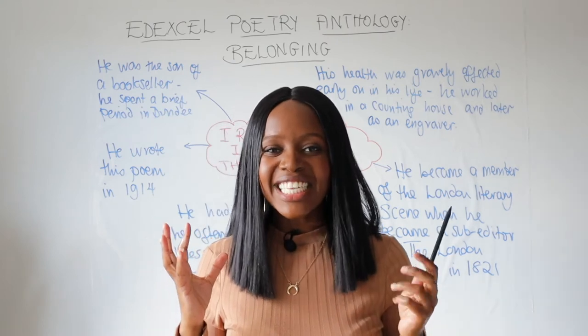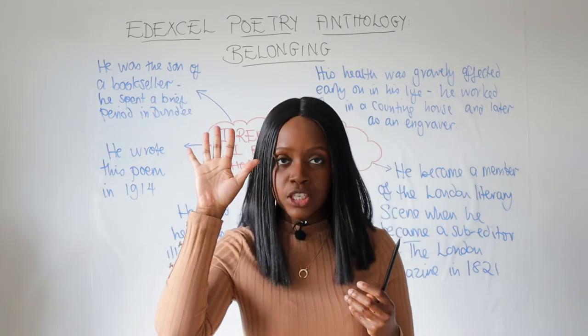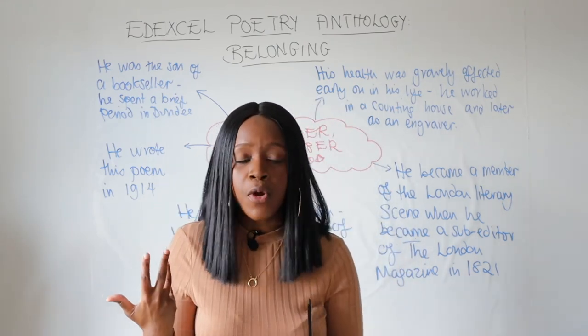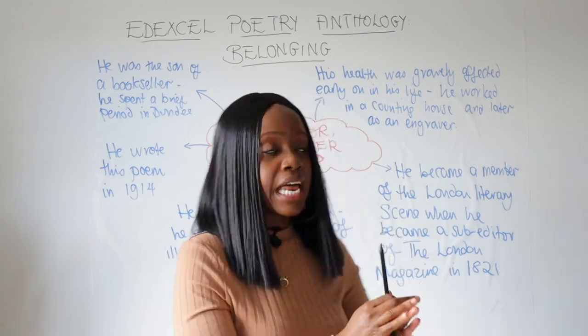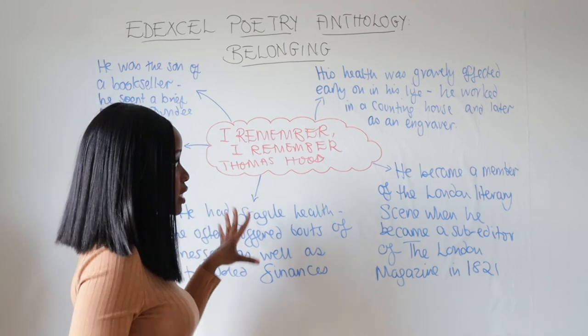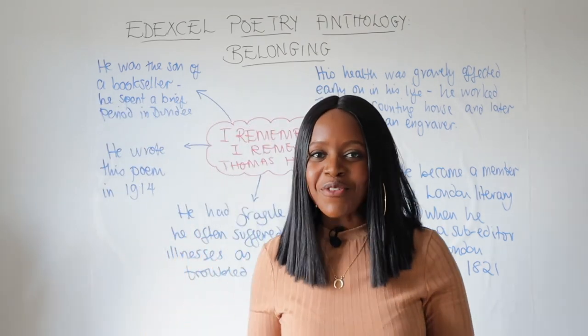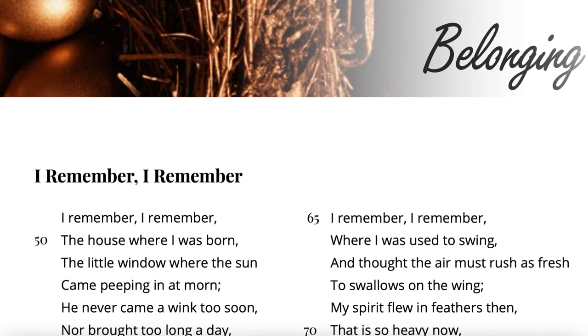So now you understand these contextual factors, and this is really important because when you're writing about a poem, you first need to show an understanding of the poem itself, what the poet is writing about, what is the message of the poem. But the other side is you need to also combine that with illustrating an understanding of these contextual factors. So now that we have a knowledge of this, let's analyze I Remember, I Remember in more detail. So let's read through the poem.